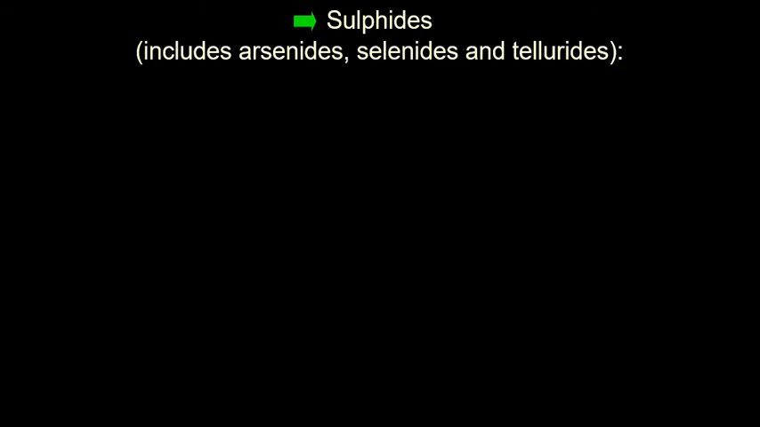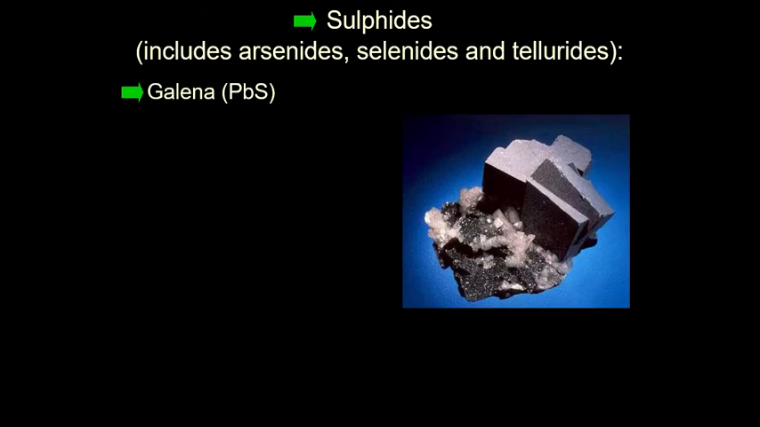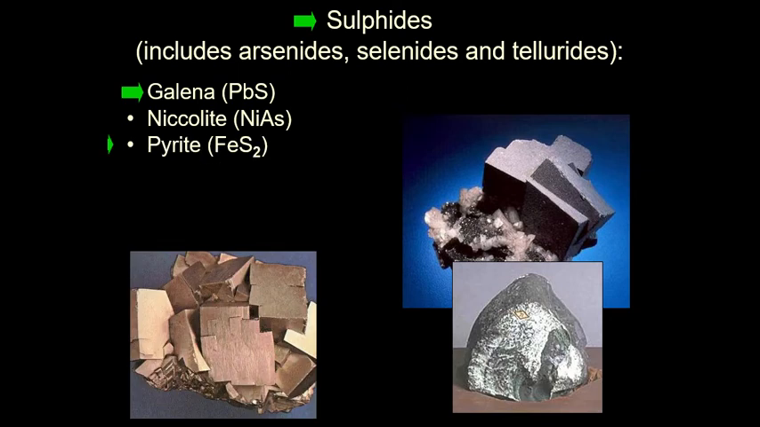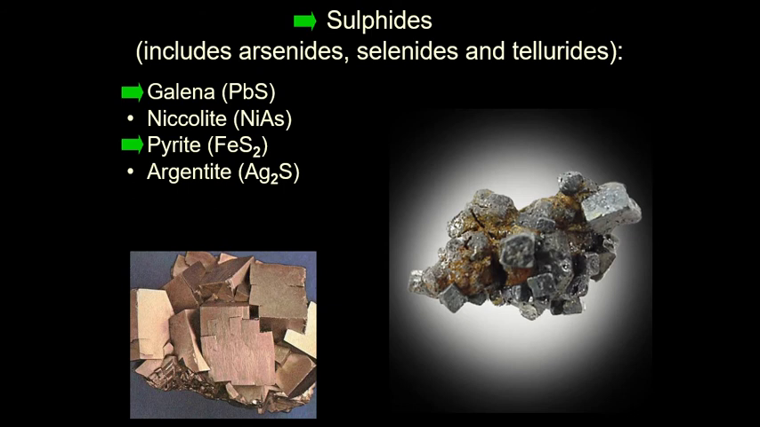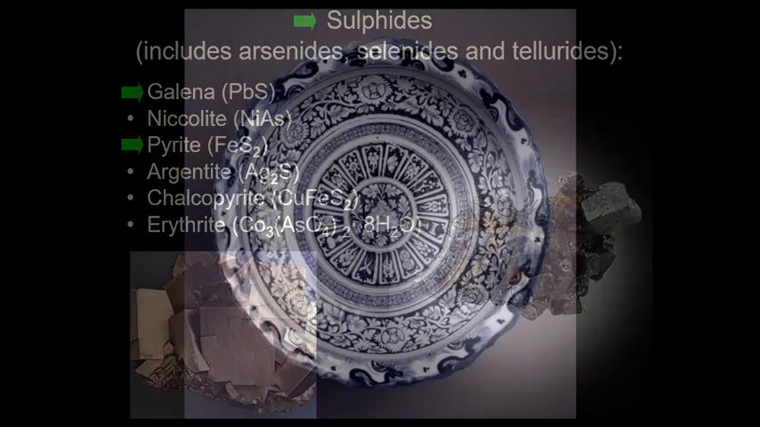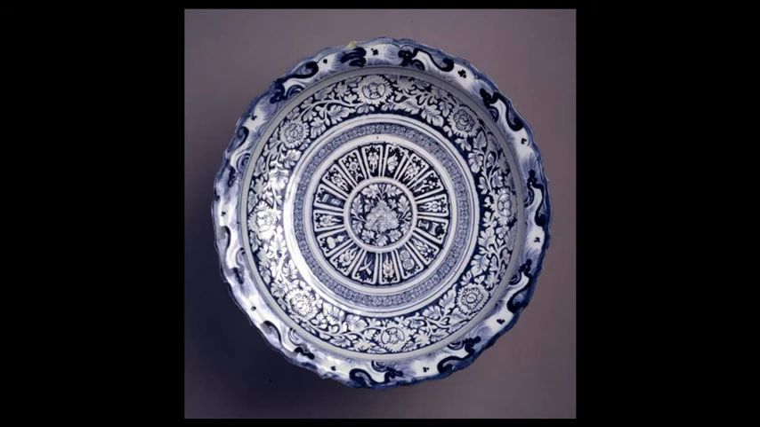So the next group are sulfides. Sulfides include some very important minerals like galena, PbS, nickelite, a very important source of nickel, pyrite, iron sulfide, a very important source of iron, argentite is one of the main sources of silver, chalcopyrite is an important source of copper, erythrite is an important source of cobalt, which you may be thinking, what's cobalt for? Well, cobalt's used to paint pottery blue, which we shall get to later on.